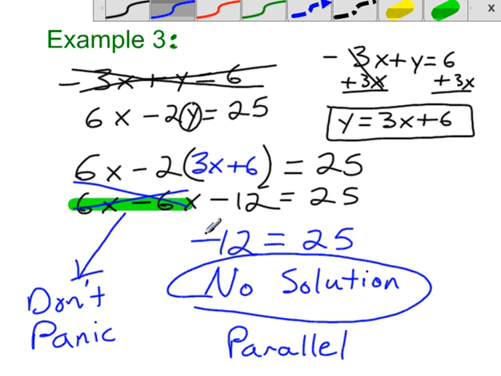So on this one right here, if your variables cancel, don't panic. It's okay. It happens from time to time. If they cancel, it means the lines were either parallel or same line. This time they were parallel because we got a non-true statement in our final answer. Okay. If we get a true statement, then there'll be same line, infinite solutions.